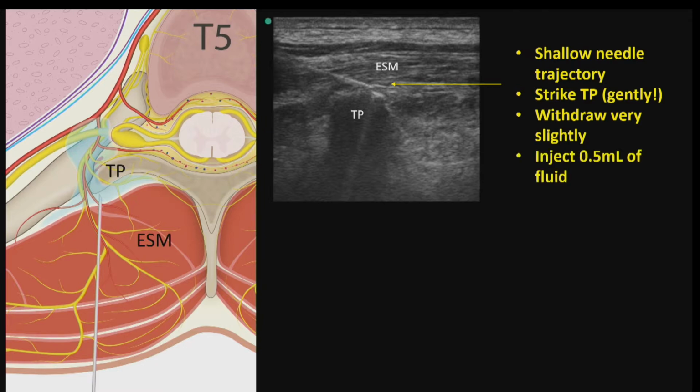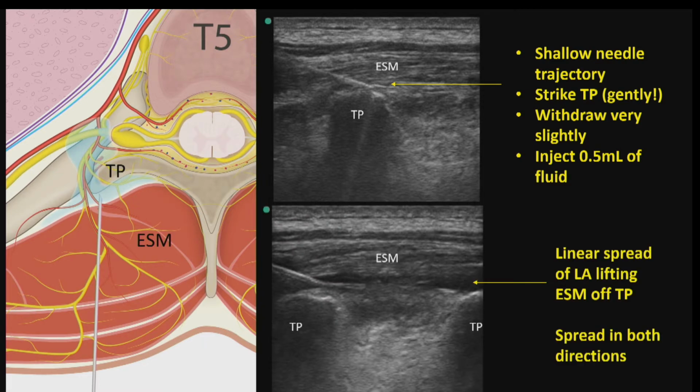Inject 0.5 ml of fluid at this time to see where you are. If you are in the correct plane, what you see is this very characteristic linear spread of local anesthetic that lifts the erector spinae muscle up off the transverse processes. And one feature of this correct spread is that it occurs in both directions. It goes in the direction that you are injecting, but you will also see expansion in the reverse direction.